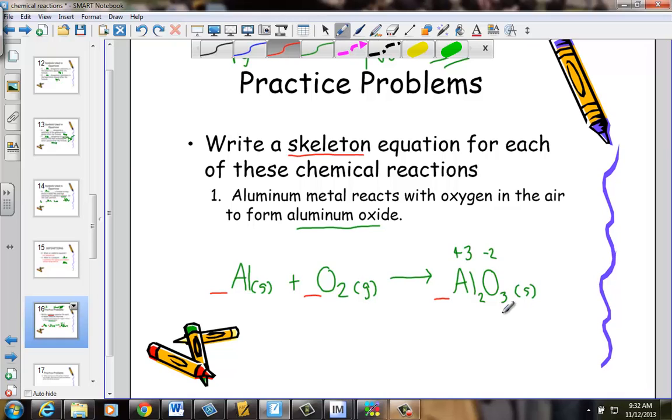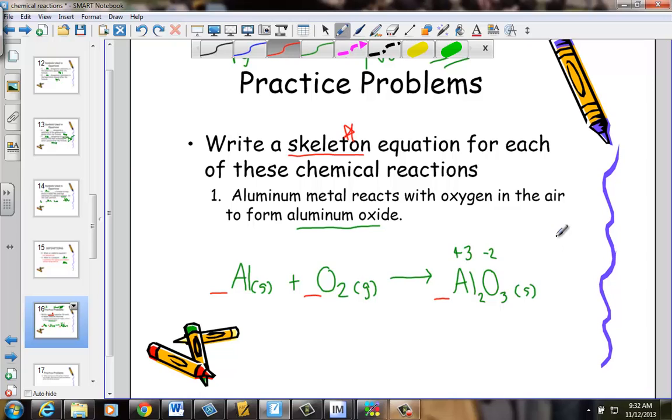When I say it's not balanced, we don't have the same number of elements on both sides. I have 1 aluminum on the left, 2 on the right. I have 2 oxygens on the left, but 3 on the right. My equation is a skeleton. I have all the reactants written correctly, the product written correctly, I just haven't balanced.